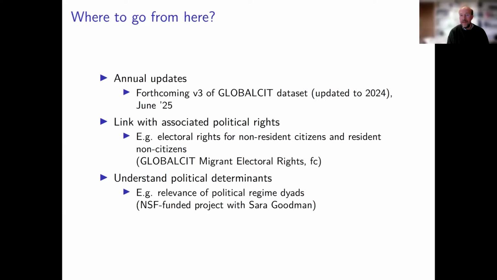We will be able to update the data set when we have new Global SID monadic data, which we expect to have in June. You can link this to political rights. I already mentioned a project within Global SID on migrant electoral rights, where colleagues are also already working on including these dyadic dual citizenship data and linking that with electoral rights for non-resident citizens and resident non-citizens. And of course, there's more work to be done to understand the political context of this. For example, in a project that we at Global SID are currently doing with Sarah Goodman, and that is funded by the National Science Foundation.